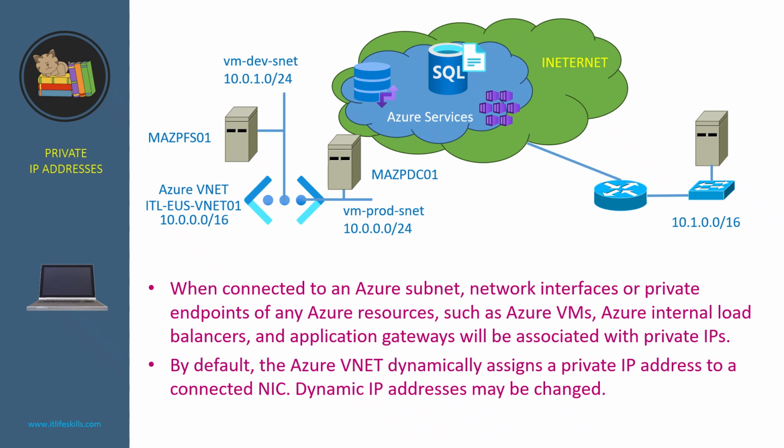For example, when we install this VM and connect it to the production subnet, the VM will be assigned the first available IP address in the production subnet range dynamically. Similarly, when we install this server and connect it to the development subnet, it will be assigned the first available IP address in the dev subnet range.